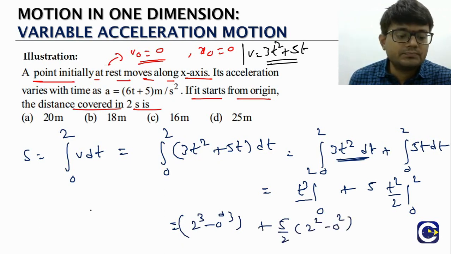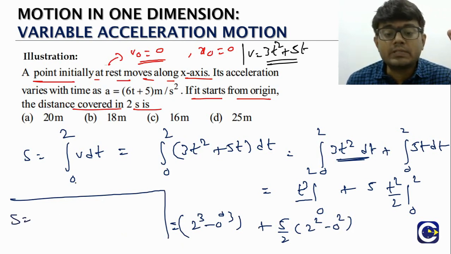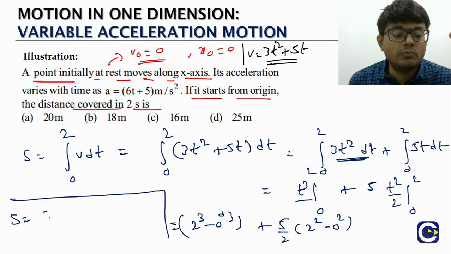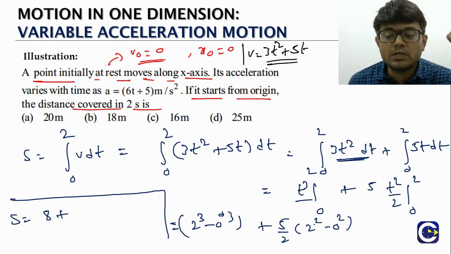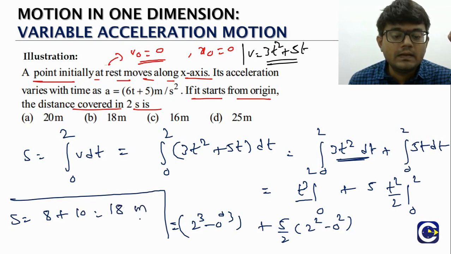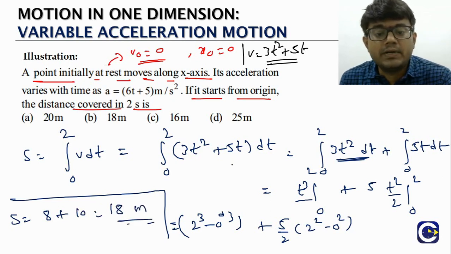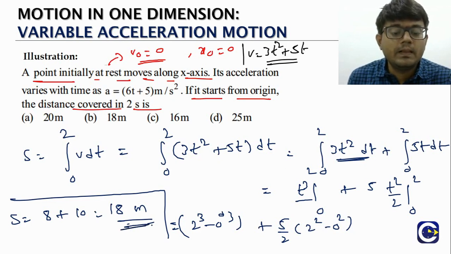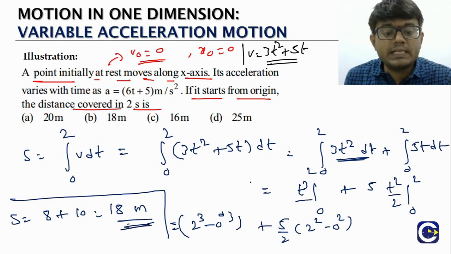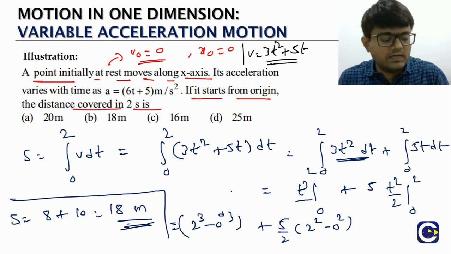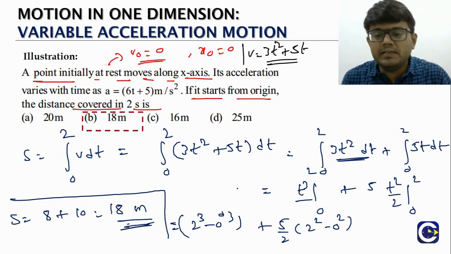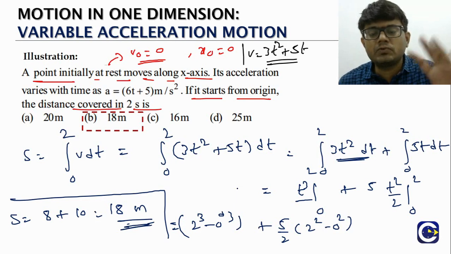The overall displacement in 2 seconds will be what? 2 cube minus 0 cube means 8. Plus 5 by 2 into 4, that is 10. Since everything is in terms of SI unit, right? The value of the displacement magnitude, that is also equal to the distance covered. That will be 18 meters. So what is the answer for this? It is option B.